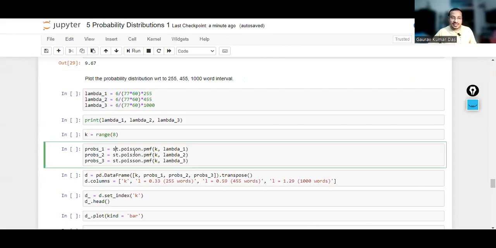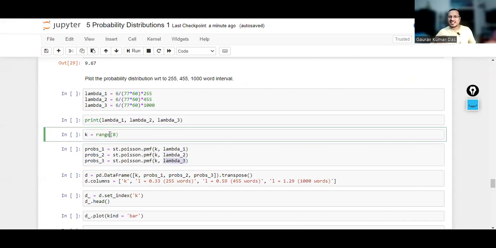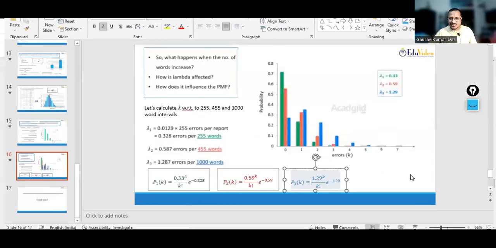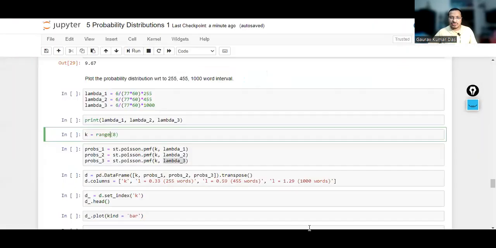Simply st.poisson.pmf, k comma lambda_1, k comma lambda_2, k comma lambda_3. K I've taken from 0 to 8. So 0 to 8 here means it will run from 0 to actually 7, because we all know that in the range function, the ending number which you specify is not taken. One less than that is taken. That is how it works.